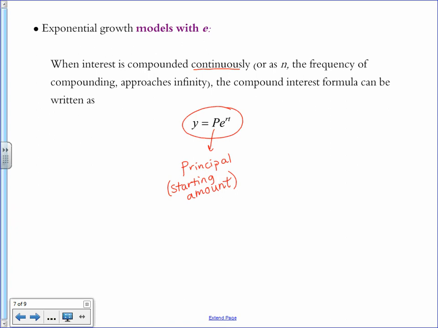We know e is just the constant e, which is approximately 2.78. We've got r, which is now an exponent. That's our percentage. Don't forget to express it as a decimal, being multiplied by t, which is time. All right, and let's see this in action.